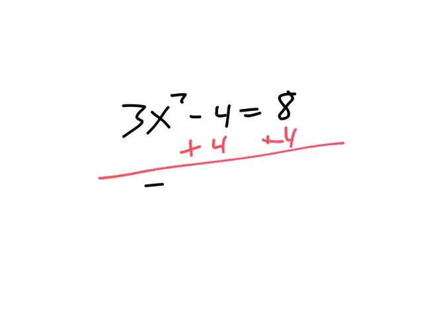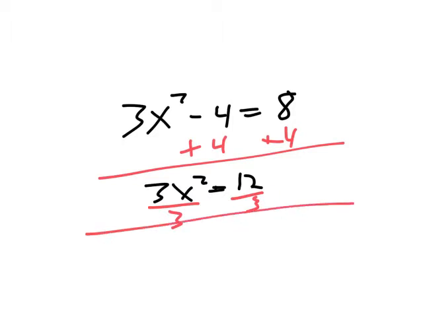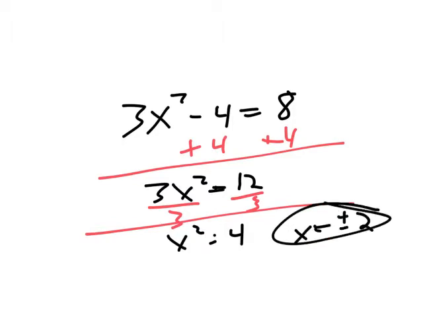Like in this problem I'm writing here, x squared isn't by itself. Do not take the square root just yet. You've got to get x squared by itself first. So you know how to solve an equation by now. You add that 4 to both sides, you get 3x squared equals 12. And then you divide that 3 out. So when you do that, you have x squared equals 4, and now you can take the square root. So the final answer for this one is x equals positive or negative 2.